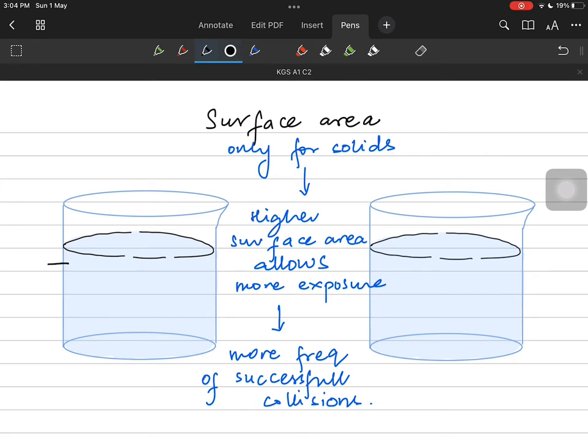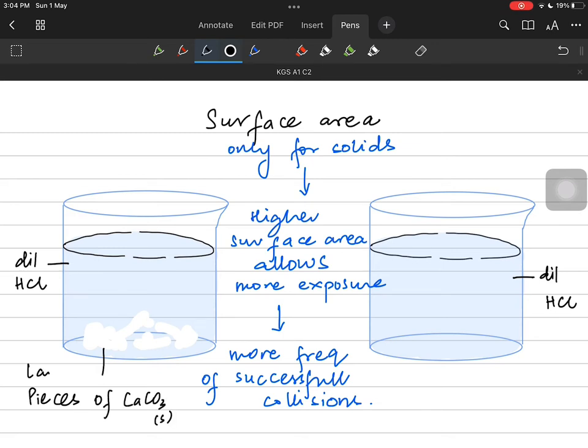Imagine you have two beakers which have dilute hydrochloric acid in them. The other beaker also has dilute hydrochloric acid in it. In one of these beakers, you have bigger pieces of solid calcium carbonate. So these are large pieces of solid calcium carbonate, which is obviously solid. We know calcium carbonate is insoluble. We are adding it over here. And in the other one, you're having powdered calcium carbonate. So you have powdered calcium carbonate in the other one.